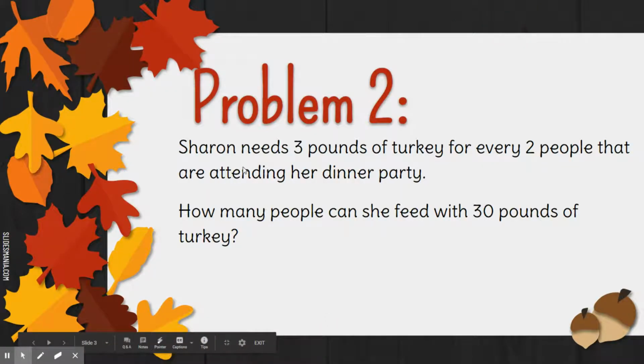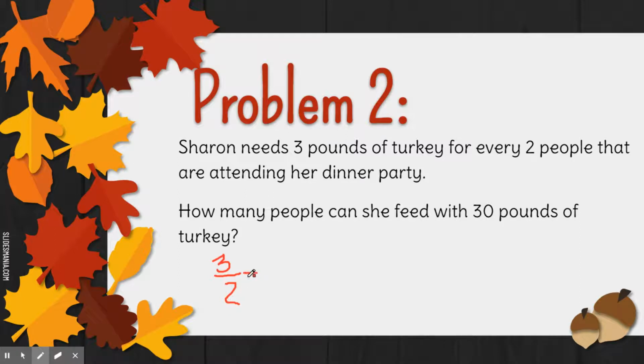Problem 2. Sharon needs 3 pounds of turkey for every 2 people that are attending her party. How many people can she feed with 30 pounds of turkey? So again, we can do it either of those 2 ways. We can either set it up as 3 over 2, because it's 3 pounds of turkey for 2 people, equals 30 pounds over x. Or I can do 3 divided by 2 and simplify it.